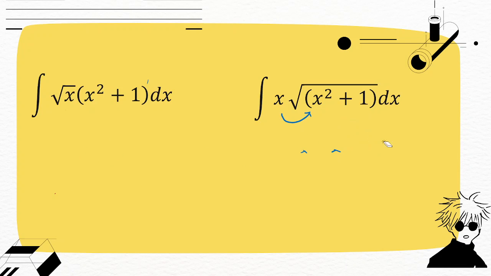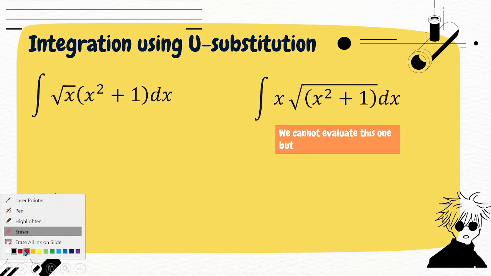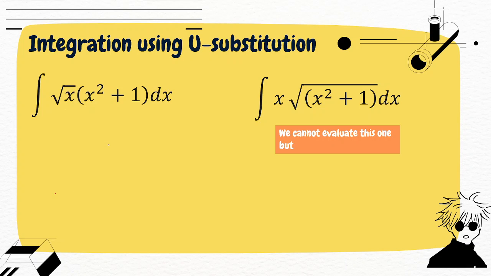So how do we solve it? If we cannot distribute the x to the inside function, we cannot evaluate this one directly. But we have another method, which is what we call the integration using U-substitution. Remember that integration is more difficult than differentiation. That's why you need to analyze the function itself to see if you can simplify it, because you can use many formulas.